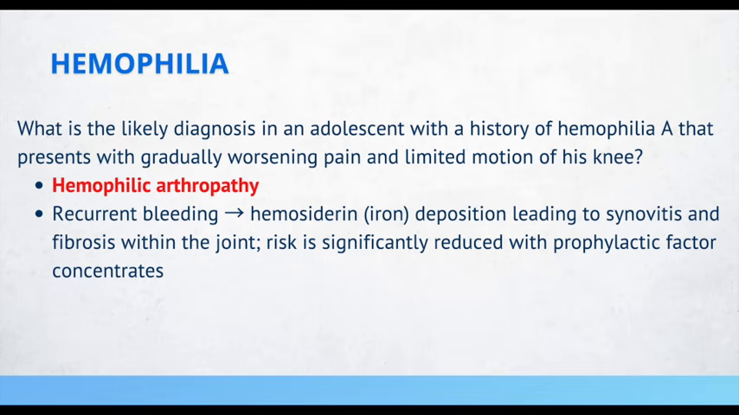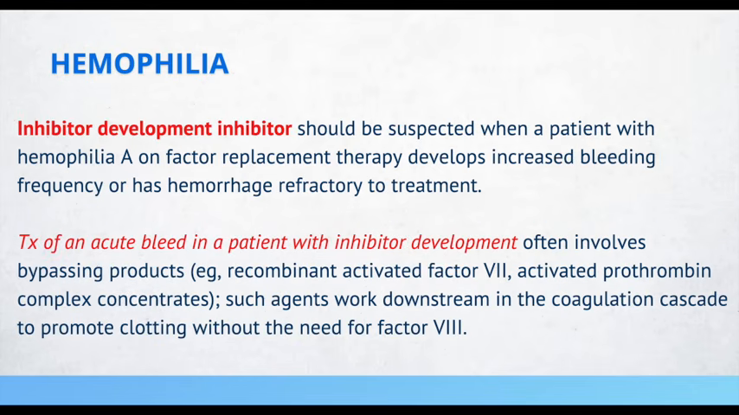Patients with hemophilia can develop what is called an inhibitor development. This condition should be suspected when a patient with hemophilia A is on factor replacement therapy and develops increased bleeding frequency or has hemorrhage refractory to treatment. To treat an acute bleed in a patient with inhibitor development, this involves bypassing products such as recombinant activated factor 7, activated prothrombin complex concentrates. These agents work downstream in the coagulation cascade to promote clotting without the need for factor VIII.